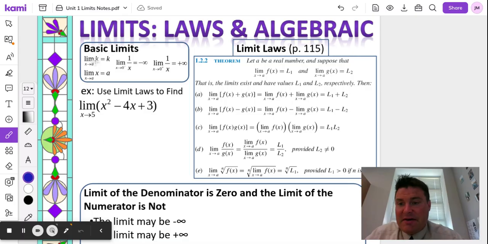So if you have a limit as x approaches a, and that is a constant value, you're going to get that same constant value. Right below that, you have a limit as x approaches a of just x. We just plug in right away.